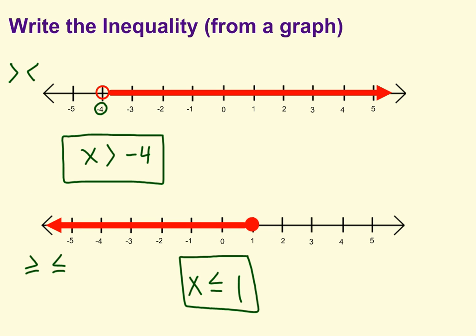So when you're writing an inequality, go ahead and put the variable on the left side, the number on the right side where your circle is, and determine open or closed, which way is it shading. That will give you the inequality.